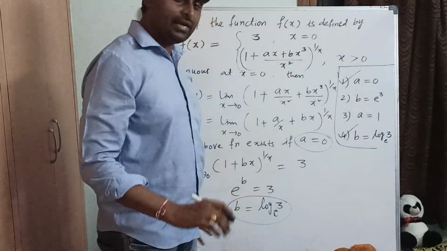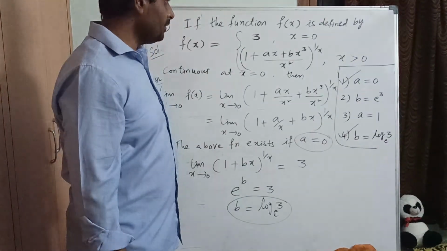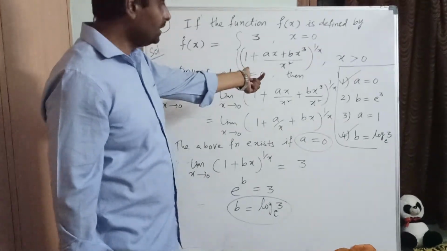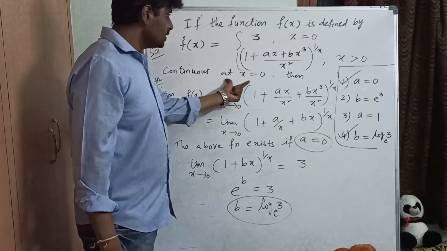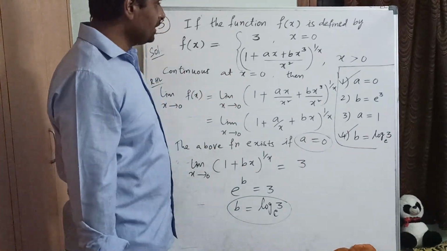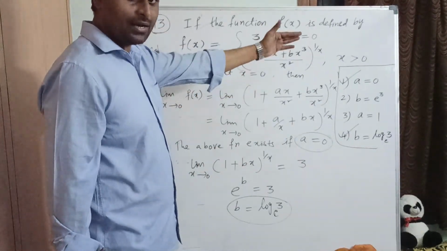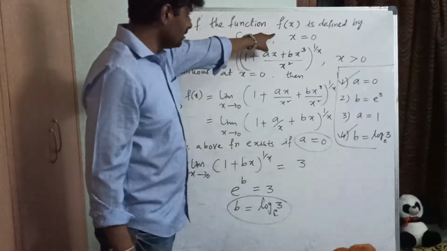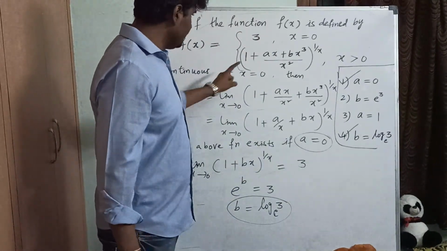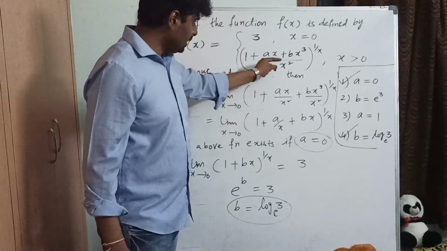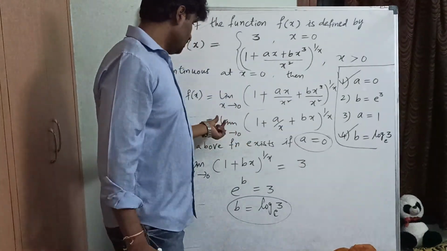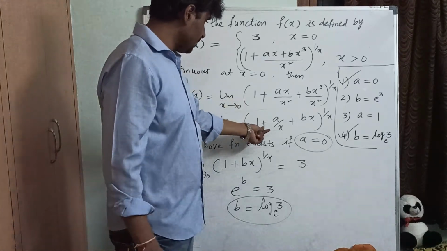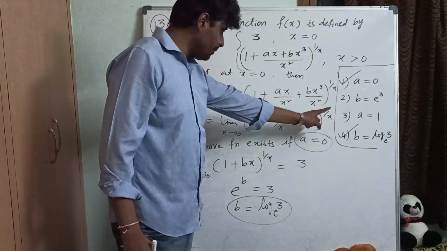That must be equal to the LHL and RHL also. Here we don't have any LHL available, right? So the RHL is given, and it was already given as continuous. So whenever a function is continuous, definitely the RHL or LHL must be equal to the functional value. So let us find the limit of this one. Let us split and write these terms separately: a by x plus bx, whole power 1 by x.